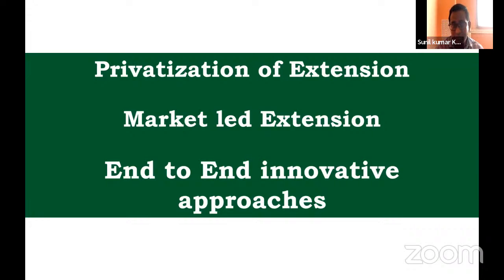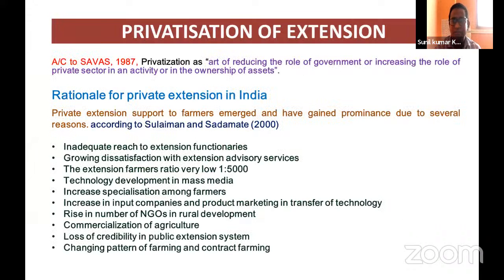multiple choice questions also, like which type of extension this model is working for, or pick the example of private extension, public-private partnership, what is the statistic of these things, and some similar tasks. So firstly, we will start with privatization of extension.